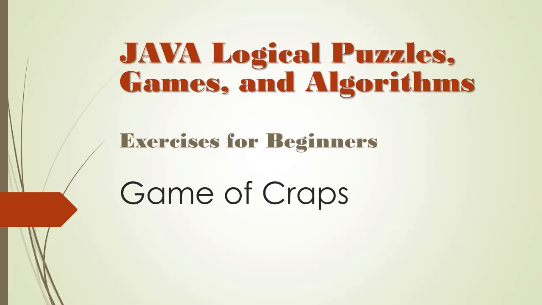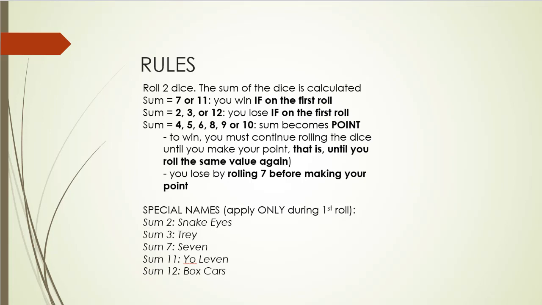In this video, we will code a basic game of craps. In case you're wondering what the game is, it is a dice game with the following rules. So we roll 2 dice, and the sum of the dice is calculated. If the sum is 7 or 11, the player wins if this is rolled on the first roll.